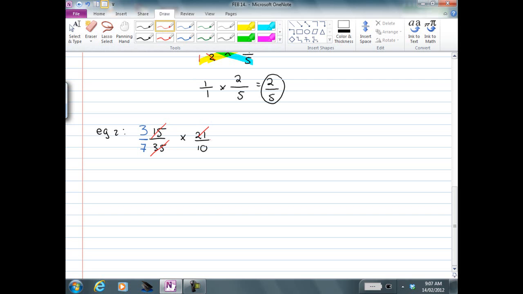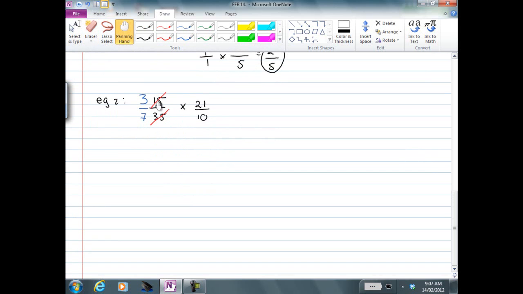Can I divide 21 and 10 in any way? No. So what I'm going to do, guys, to make things a lot nicer, let's rewrite what I have right now. I have 3 over 7 times 21 over 10. See, very nice.